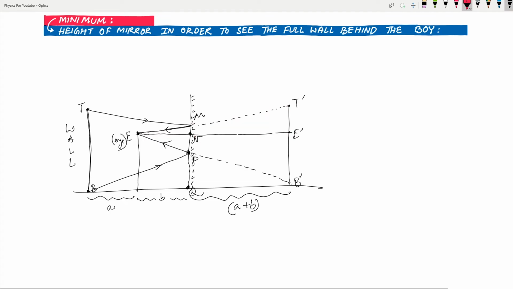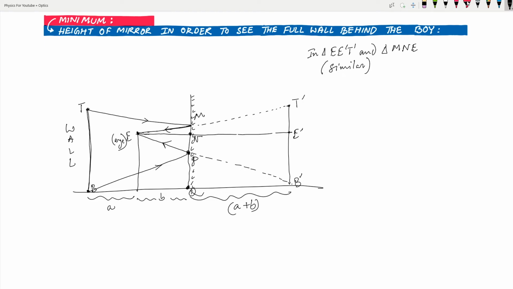Okay, so let me write down and it will be clear. So we can say that in triangle E dash, T dash, and triangle M, N, E, the smaller triangle, these triangles are similar. And I have explained earlier that triangles are similar when all the angles of both the triangles are the same. So these two triangles are similar.